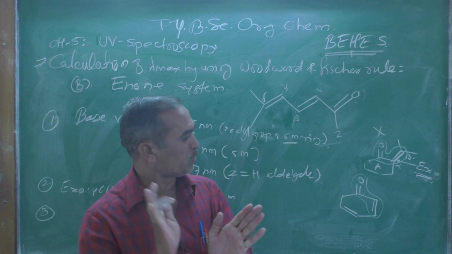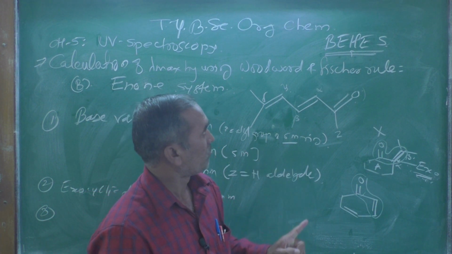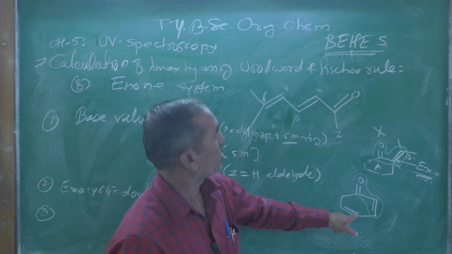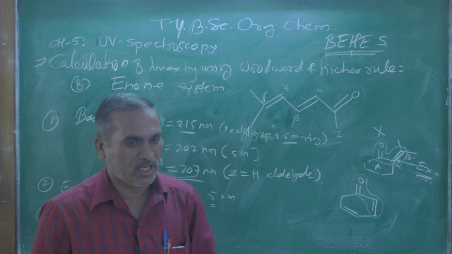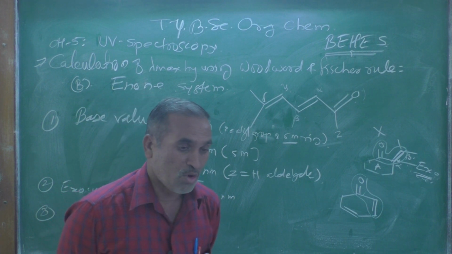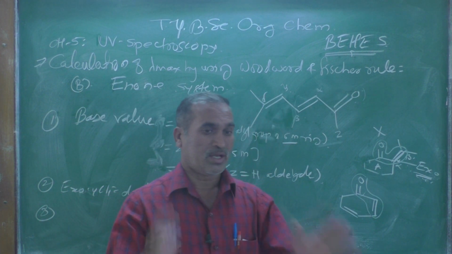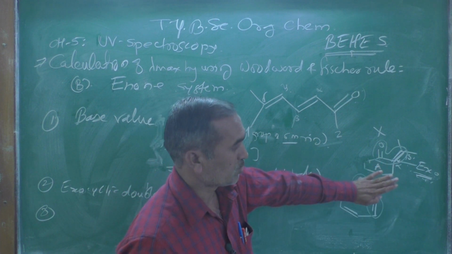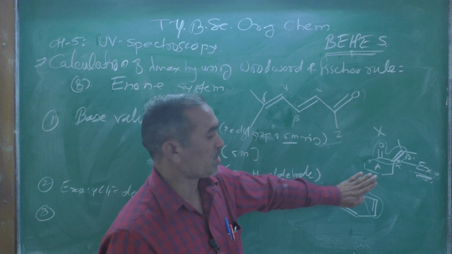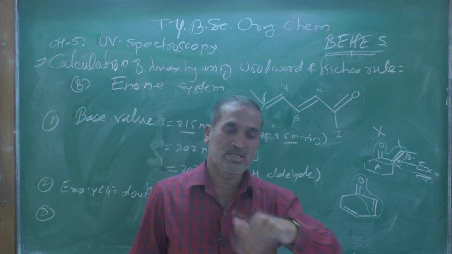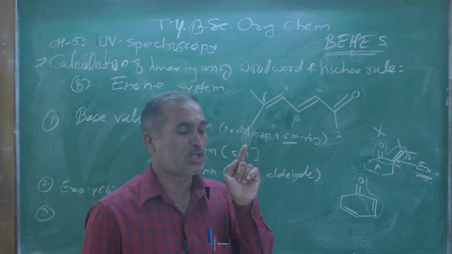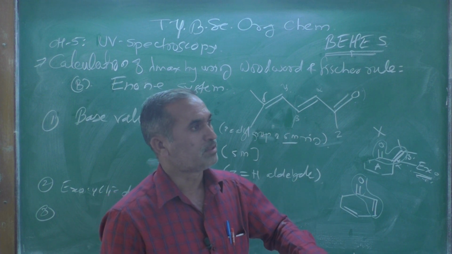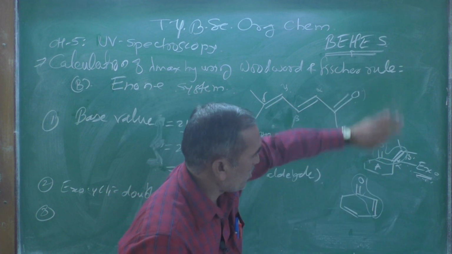That is clear to you. Now another one. What is that? We are talking about the homoannular system. Does this molecule contain a homoannular system? And as we know, yes, don't consider this carbonyl group. It is always outside the ring, and therefore it is not included in the homoannular system.